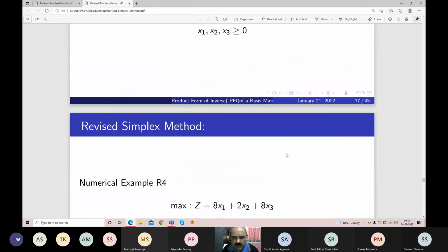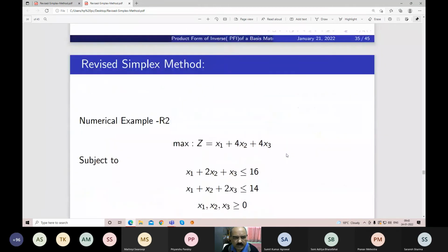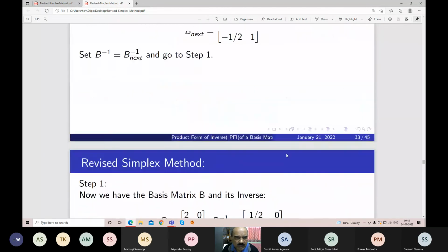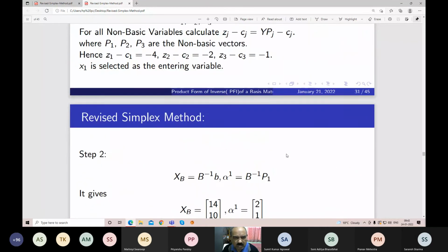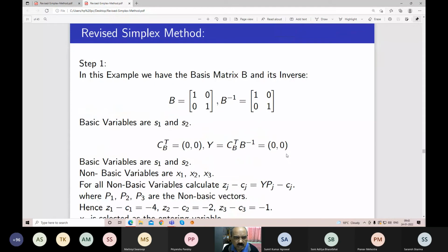Hello? This example is clear or any problem? Hello? Are you there or left? Can you hear? Yes, sir. Any problem in this example, numerical example?